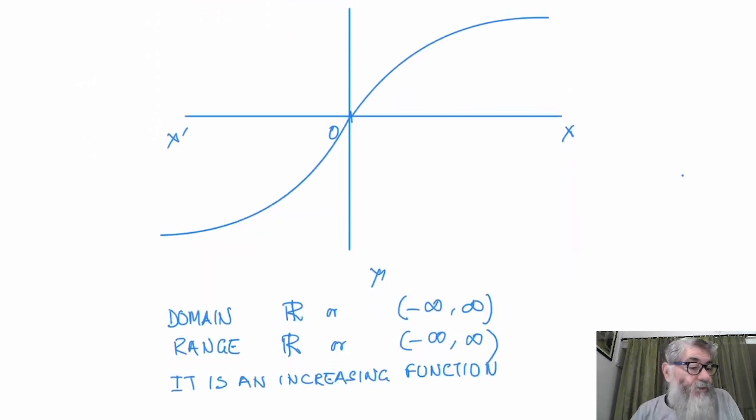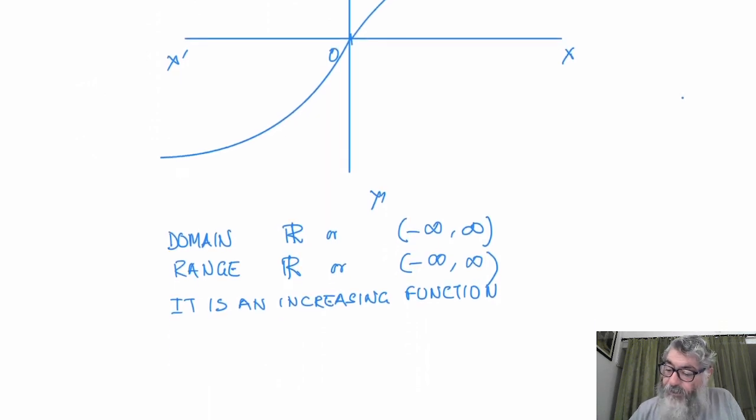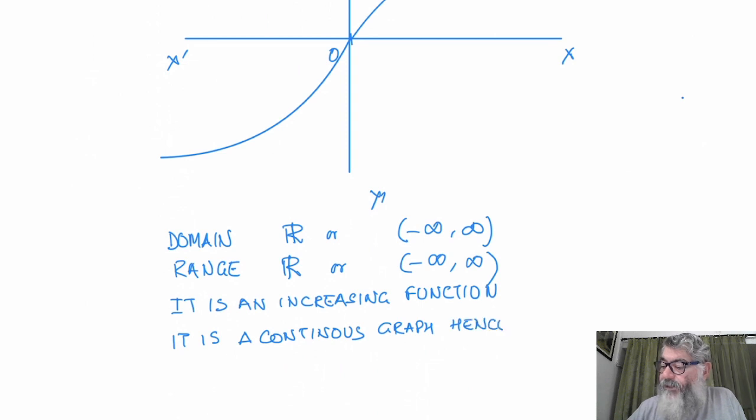It is continuous, so it is differentiable. It is continuous. I don't see any break in this curve. It is a continuous graph. Hence differentiable. It is not periodic.